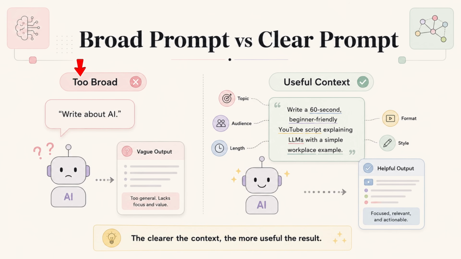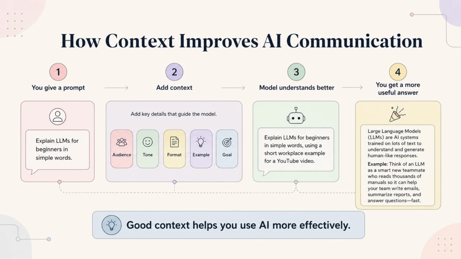For example, this prompt is too broad. Write about AI. This prompt gives useful context. Write a 60-second beginner friendly YouTube script explaining LLMs with a simple workplace example. The second prompt tells the model the topic, audience, length, format, and style. Learning about context helps you communicate with AI more effectively.